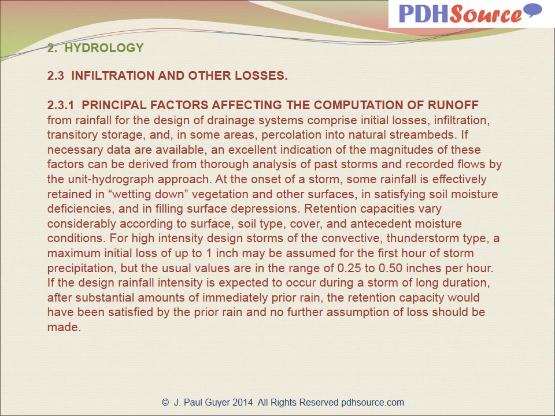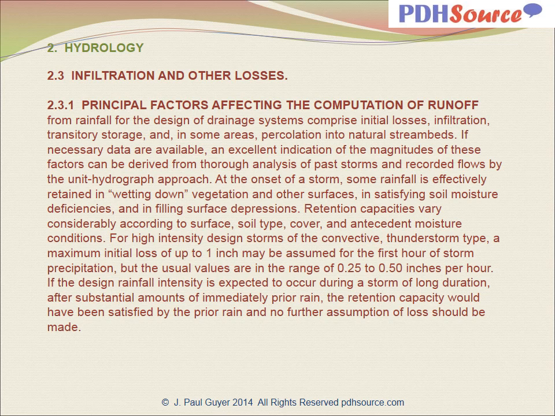Now we're moving further into hydrology: the infiltration and other losses. Principal factors affecting the computation of runoff from rainfall for the design of drainage systems comprise initial losses, infiltration, transitory storage, and in some areas, percolation into natural stream beds. If necessary data are available, an excellent indication of the magnitudes of these factors can be derived from thorough analysis of past storms and recorded flows by the unit hydrograph approach.